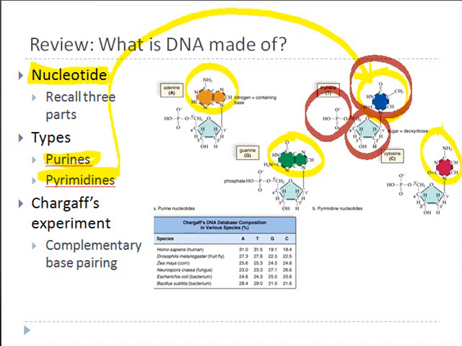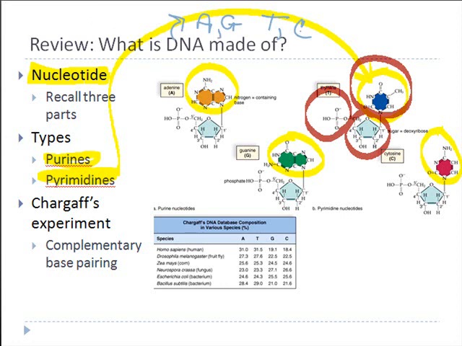Okay, so now remember again that the types of nucleotides found in DNA include adenine and guanine, both of which are purines, and they include thymine and cytosine, both of which are pyrimidines. Uracil is found only in, if you remember, RNA.